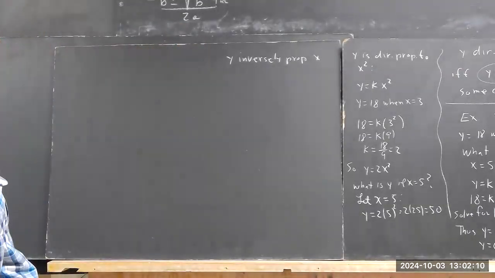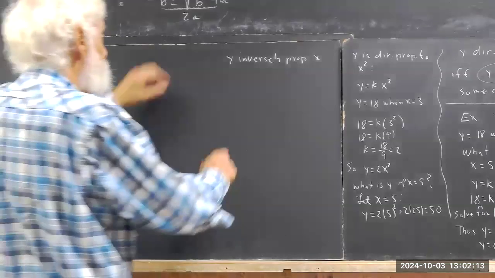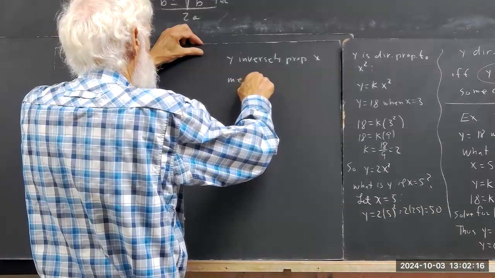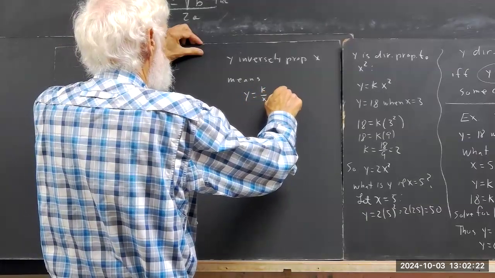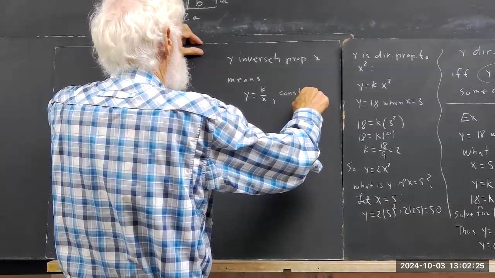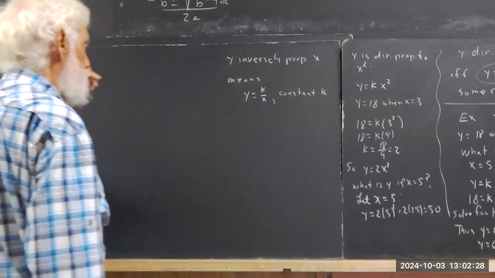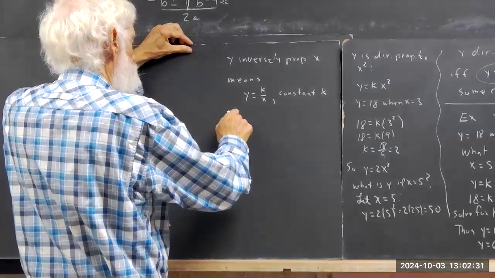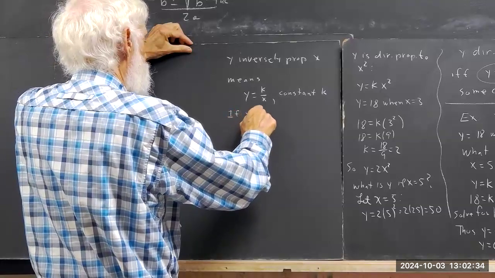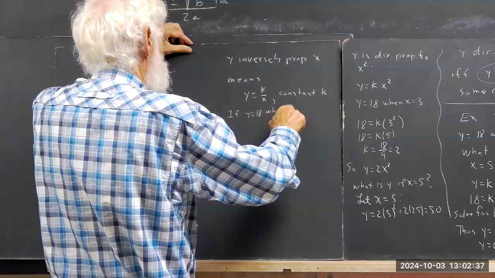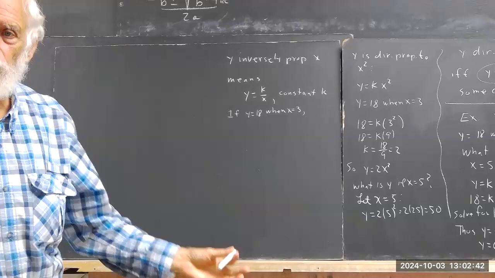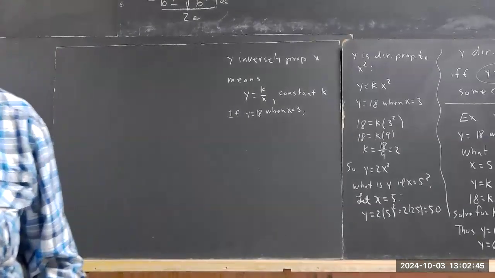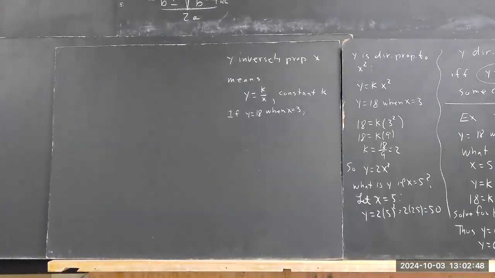What could be inversely proportional to x? Well, y equals 18 when x equals 3. What's the next thing you're going to do? Go ahead and do it. I'll give you a couple of minutes. I'll look around and see if you're doing it, and see what I need to say next.